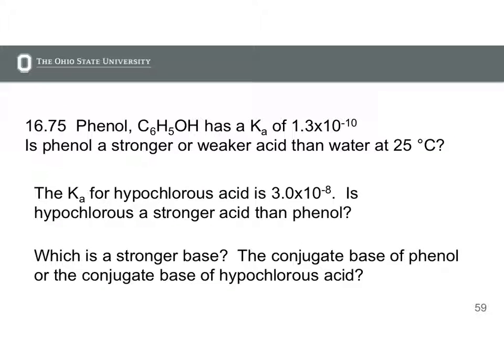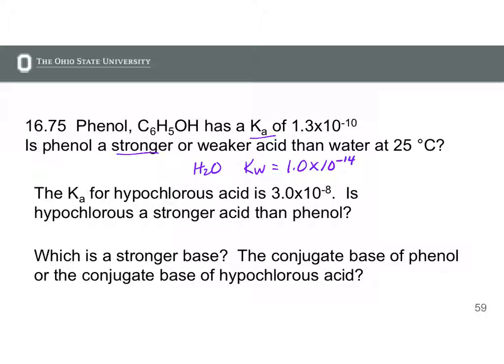So when we're trying to consider which weak acid is a stronger weak acid, we need to compare the Ka values for each acid. So in this problem, we have phenol with a Ka value of 1.3 times 10 to the minus 10. And we want to know if phenol is a stronger or weaker acid than water at 25 degrees Celsius. We know for water, the Kw value, which is what we're going to compare to in this case, is 1 times 10 to the minus 14.